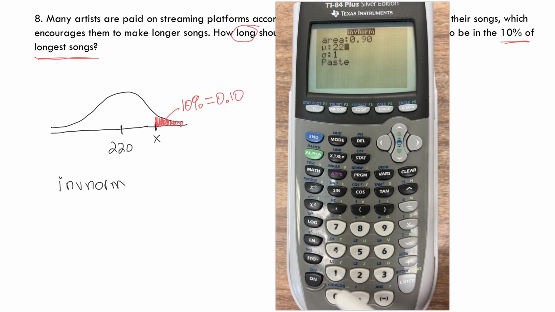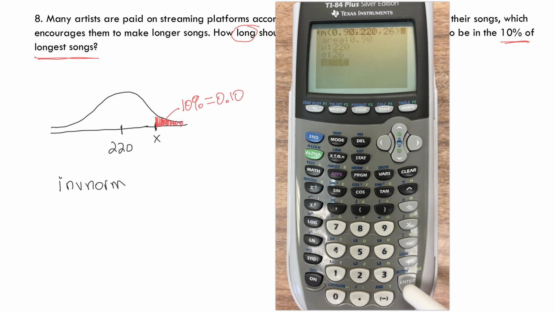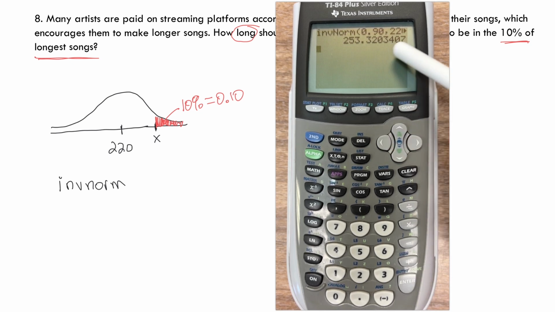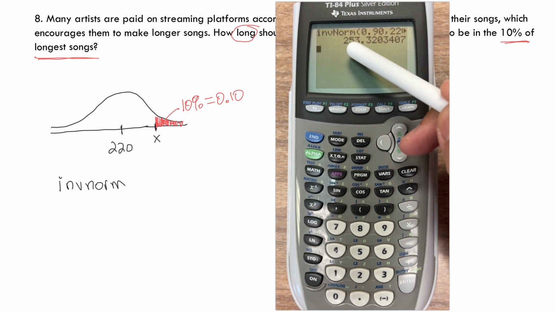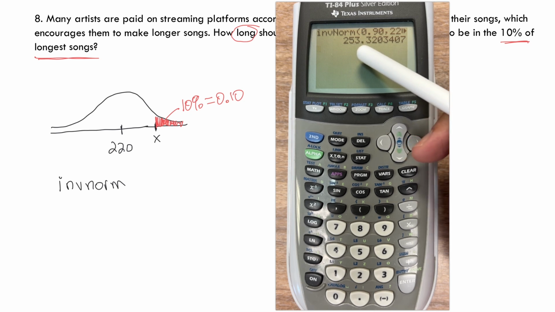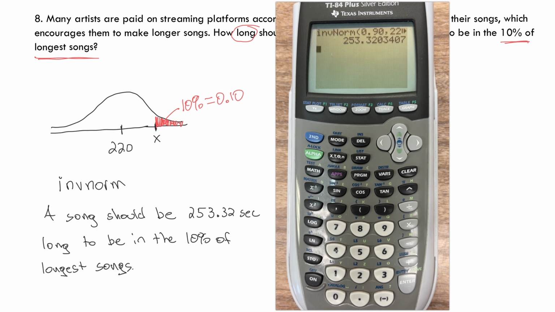My mean is 220 seconds and the standard deviation is 26. Double check your mean and your standard deviation for the distribution. You paste, and this one is not percent, this is an actual value, so you can round to 2 decimal places. So 253.32, and in context, it is seconds. 253.32 seconds. And for your conclusion, we can say a song should be 253.32 seconds long to be in the 10% of the longest song.